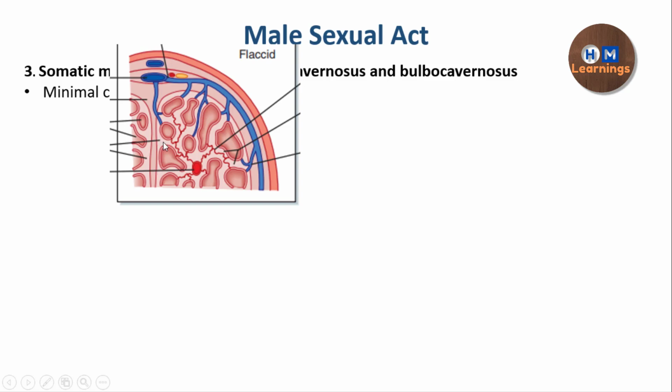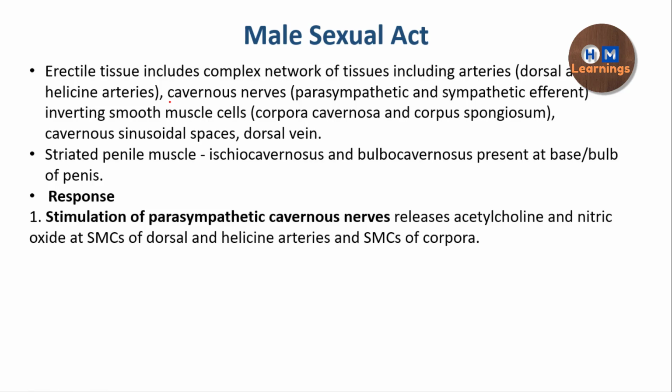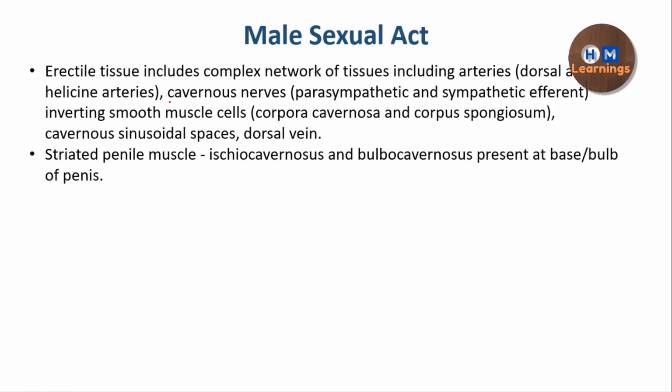And this part, you can see, in between the sinusoids, contains the smooth muscle cells. So this is about the erectile tissues, and also there are nerve branches which are supplying the blood vessels, and they are also supplying the smooth muscle cells, that is the corpora. So this is the erectile tissue of the penis.